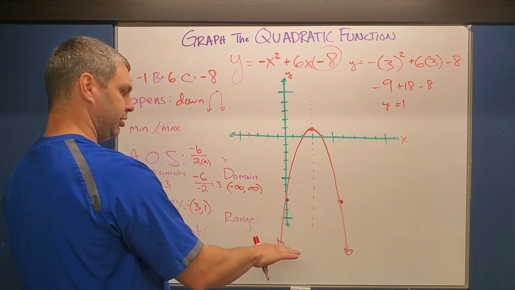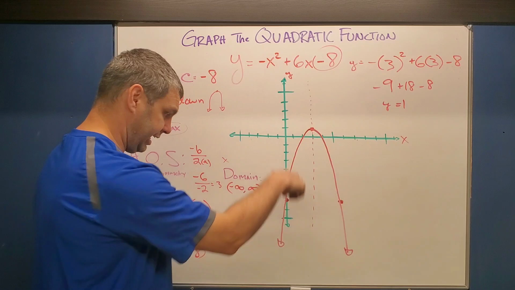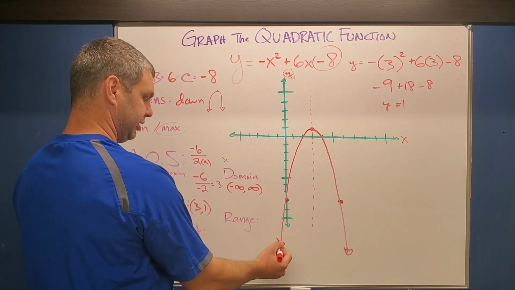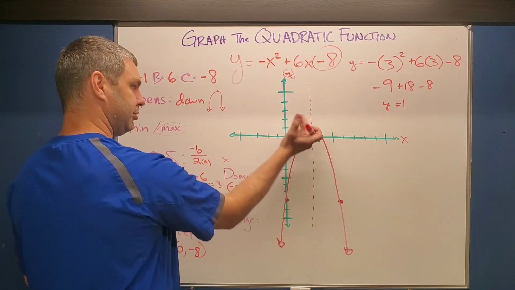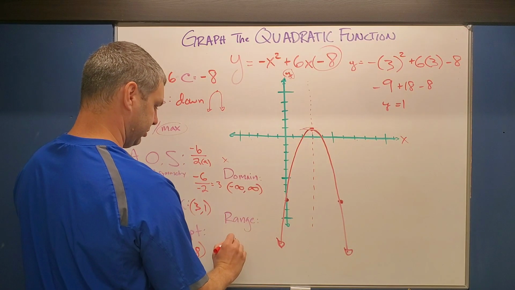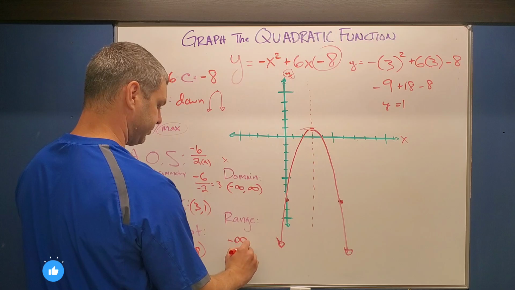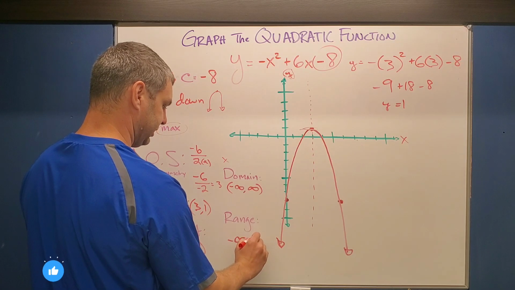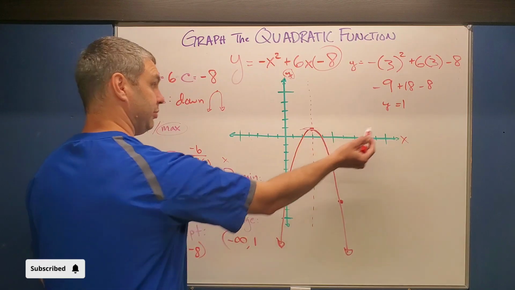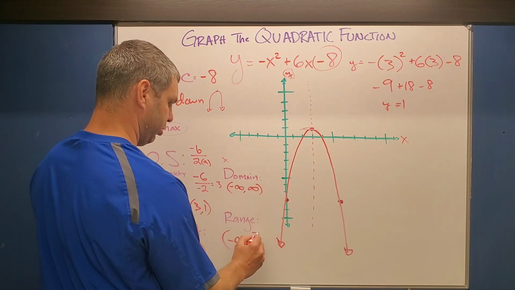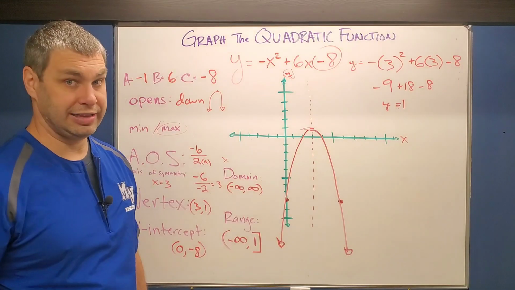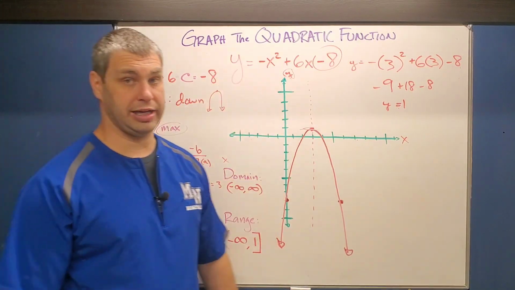The range, however, well, this starts down at negative infinity for my y values, because this arrow makes it go forever, but it stops right here. Stops at the point 1. All right, so it's going to go from negative infinity all the way up to a positive 1. Remember, infinities get parentheses, but since this actually hits 1, we proved that earlier, we're going to put a bracket around that because it does touch at 1. And that is how you graph quadratic functions.